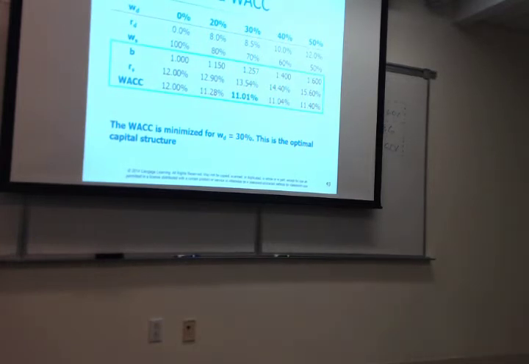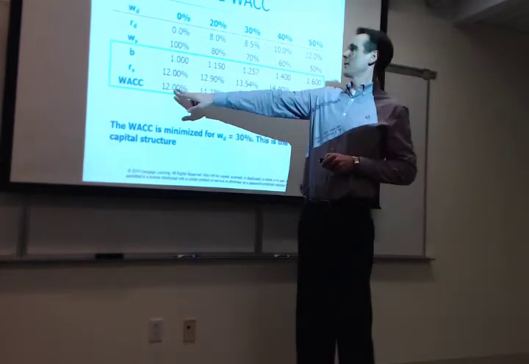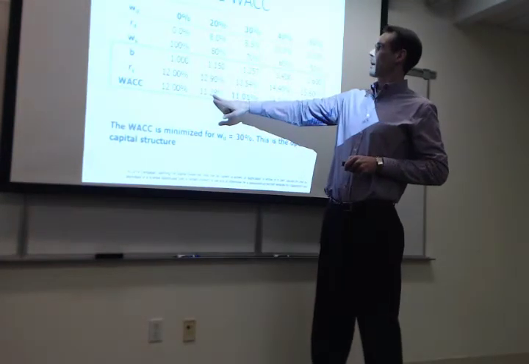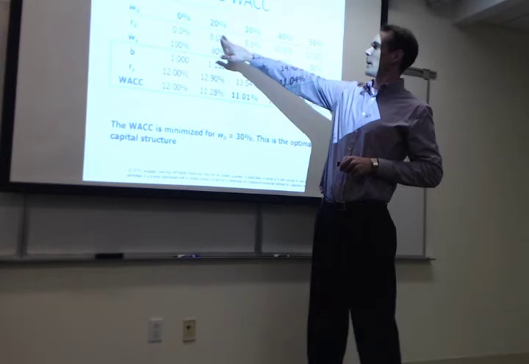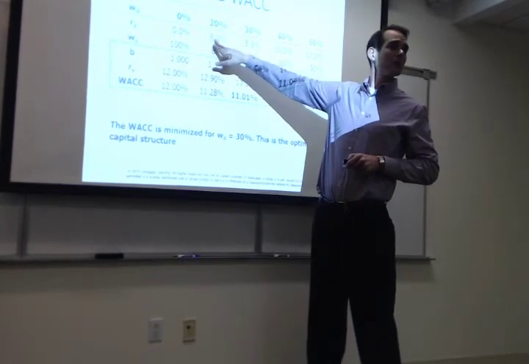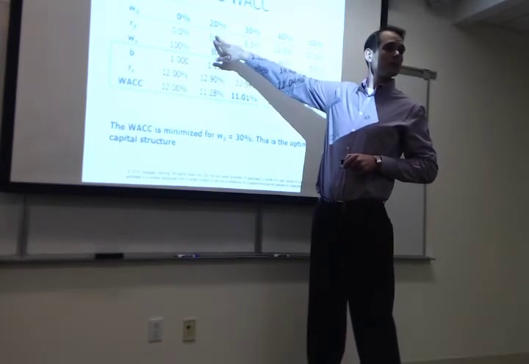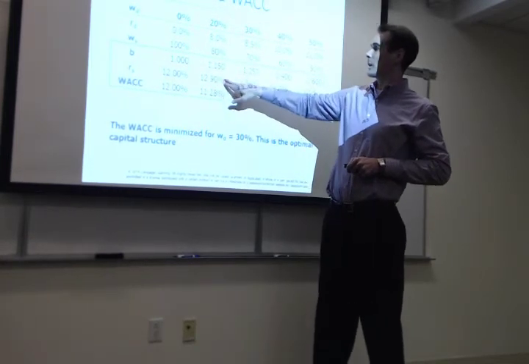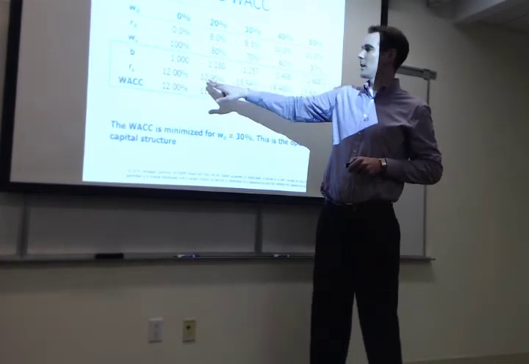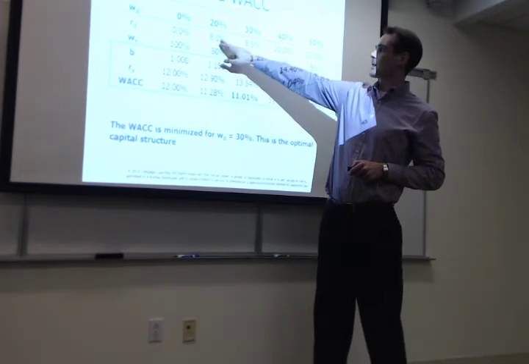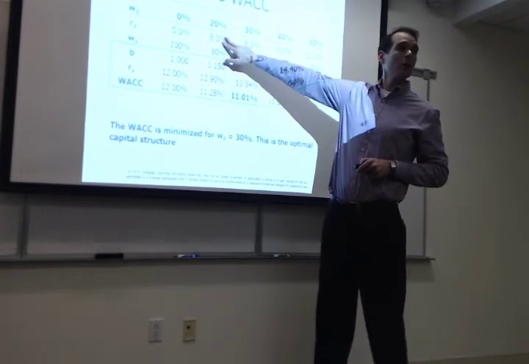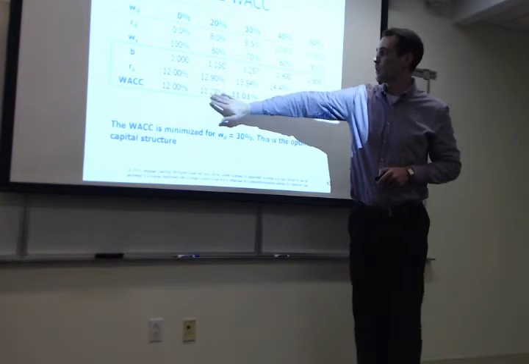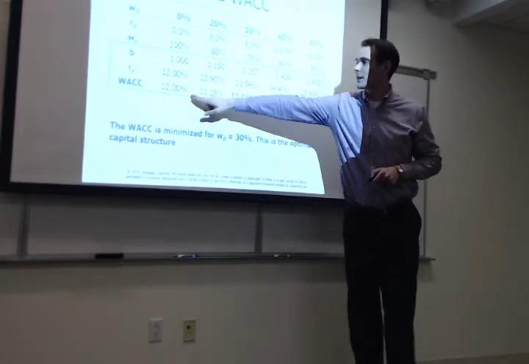All right. So it decreases from here to here because we're incorporating this lower cost debt. So our cost of equity went up a little bit from here to here, but we mixed it up with lower cost of debt. So the result was when we combine that together, it goes down.